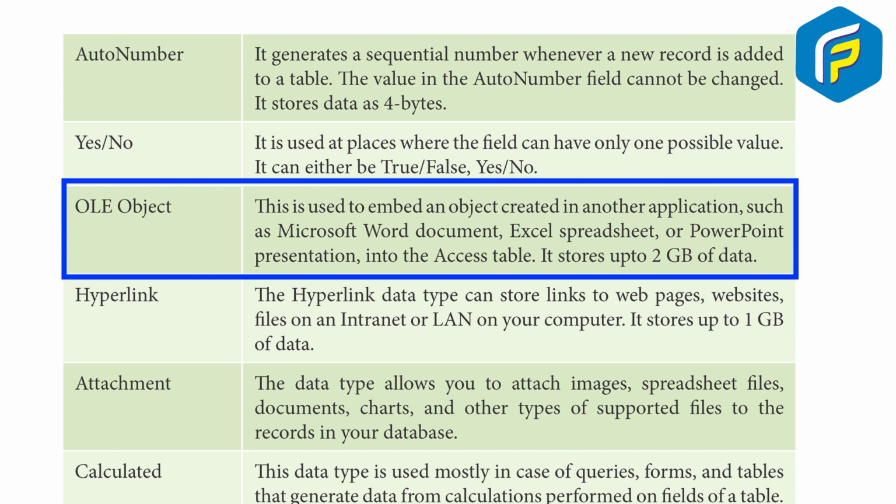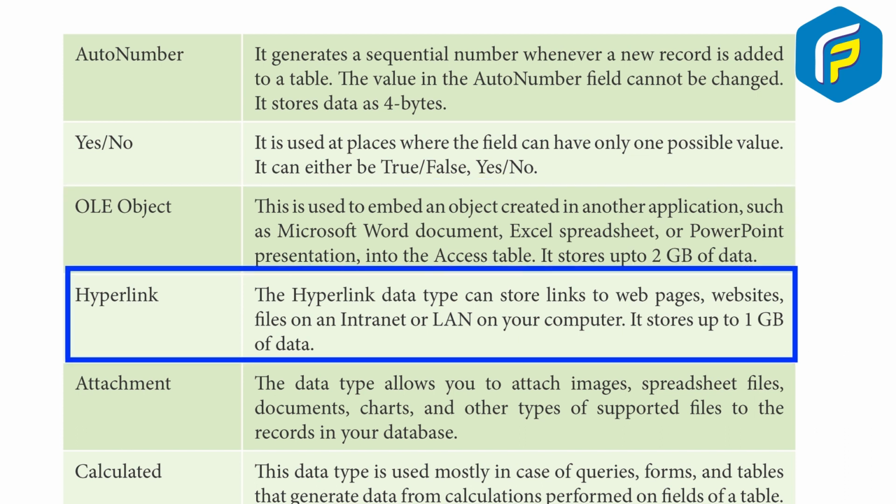OLE object. This is used to embed an object created in another application, such as a Microsoft Word document, Excel spreadsheet, or PowerPoint presentation into the Access table. It stores up to 2 GB of data. Hyperlink. The hyperlink data type can store links to web pages, websites, files, or an internet or LAN on your computer. It stores up to 1 GB of data.